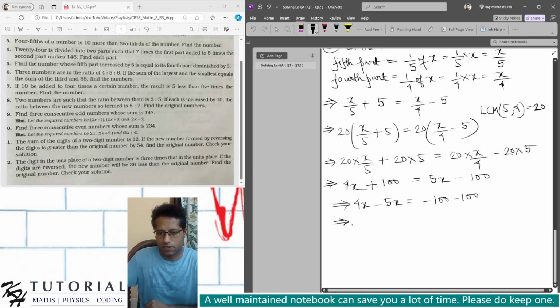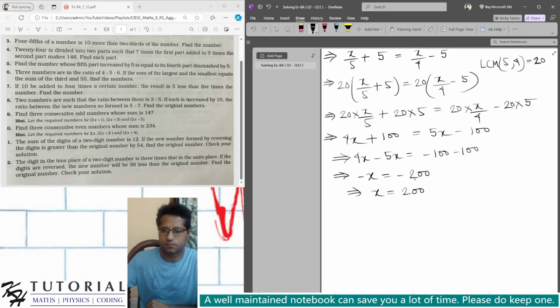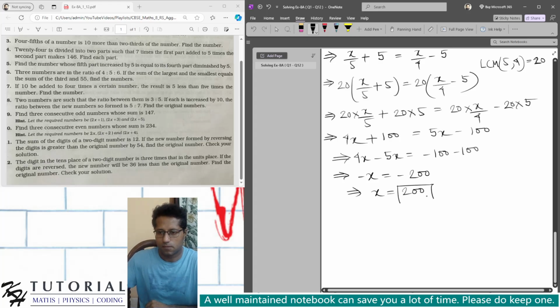After further simplification, we get minus x is equal to minus 200. This implies x is equal to 200. So the number is 200.